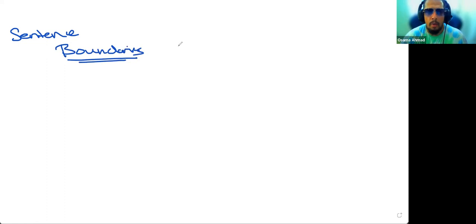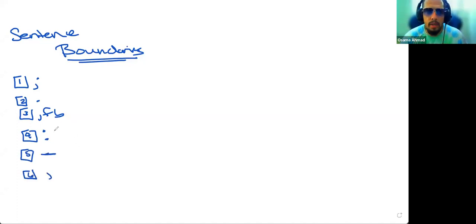Today, we're going to review sentence boundaries. So basically, we're going to review in a quick video all of the punctuation that we need to know for our exam. We're going to review the semicolon, the period, comma FANBOYS, the colon, the dash, and the comma. So I'm going to give you the most common rules, the best rules for you to conquer the punctuation portion of the exam. And then we're going to jump into practice.